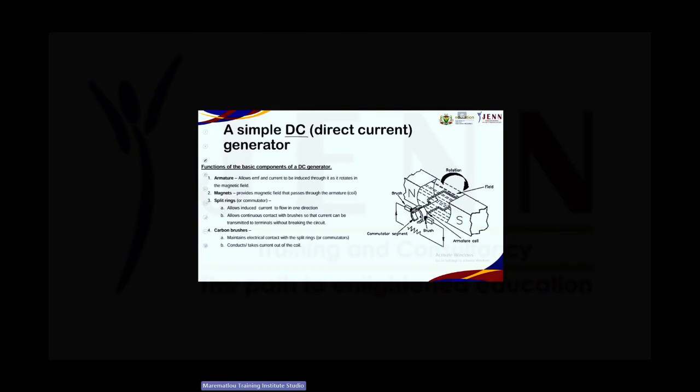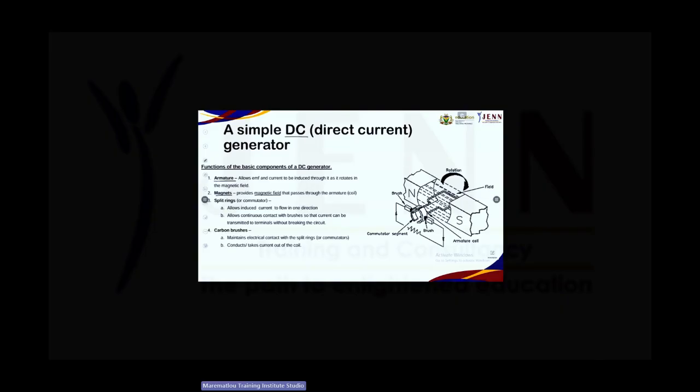If we look at our basic components, we have our armature. The armature allows the EMF and the current to be induced through it as it rotates in the magnetic field. Then we also have our magnets. The magnets provide the magnetic field, and this is where the stronger our magnets are, that also means the stronger our magnetic field will be as well.